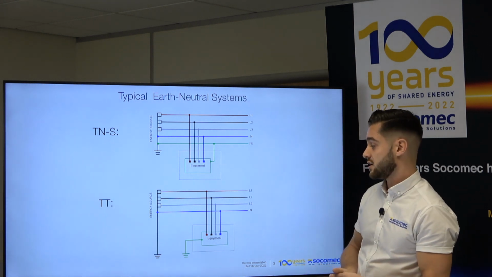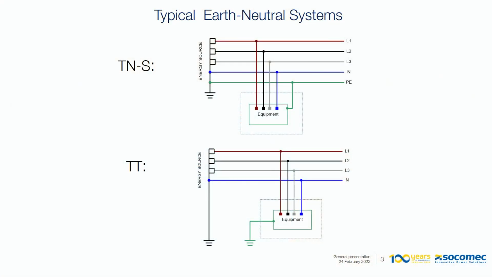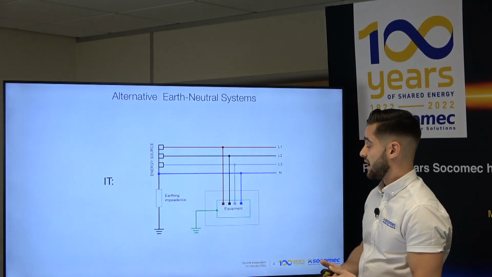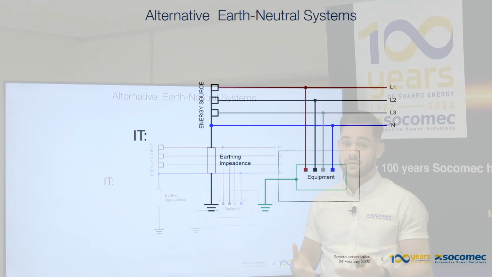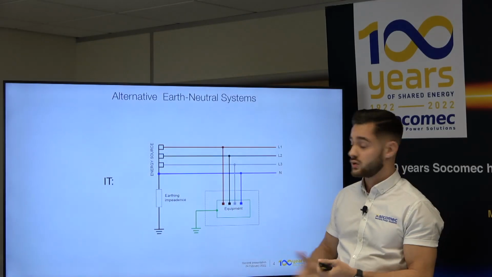Another very common one is probably the one you've got at home, the TT earth and neutral system. For this one, the equipment is earthed locally, so you get an independent earth close to the equipment. And the third one, which is quite important and very famous in a medical environment, for example, is the IT earth and neutral system. As you can see, you get a specific device that monitors the current, and the equipment is earthed locally as well.